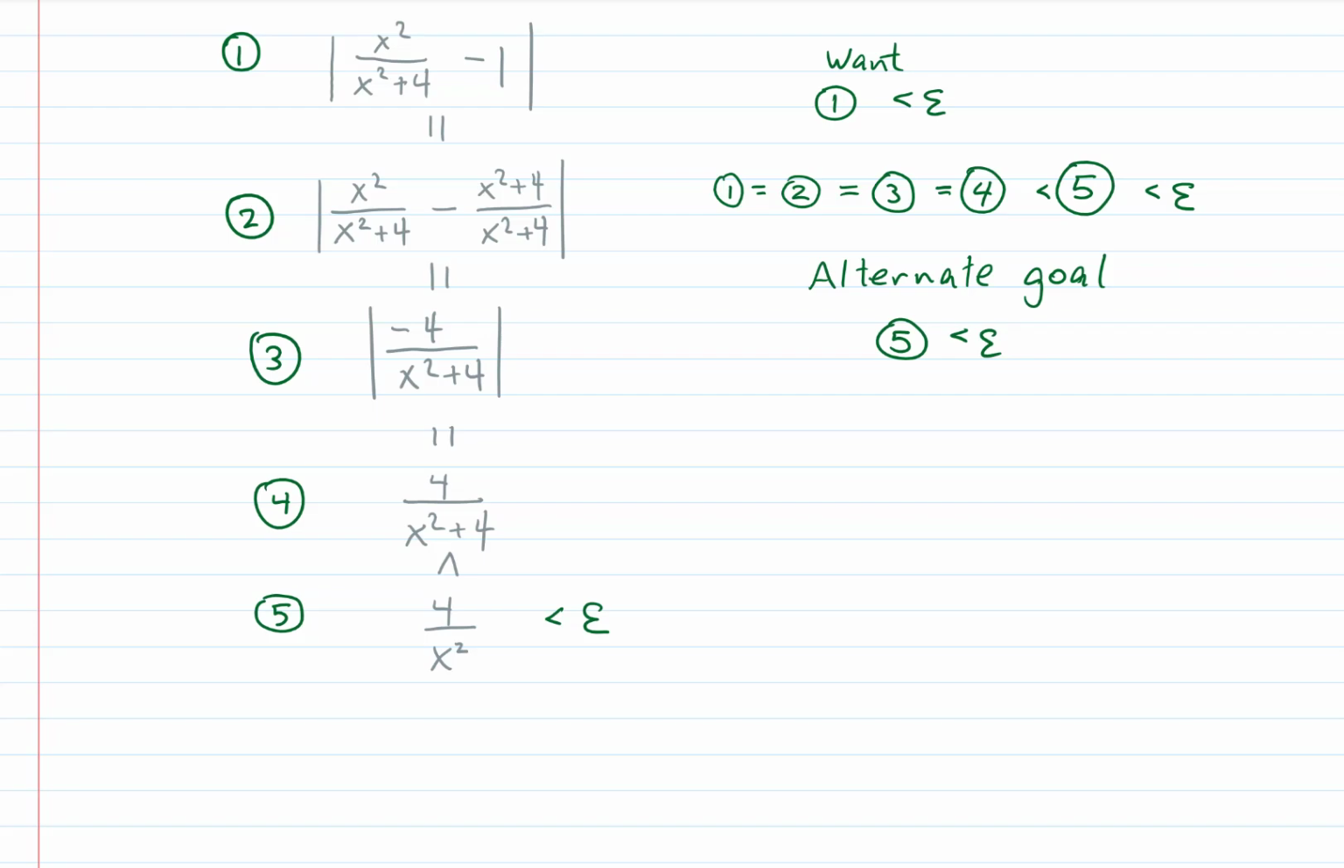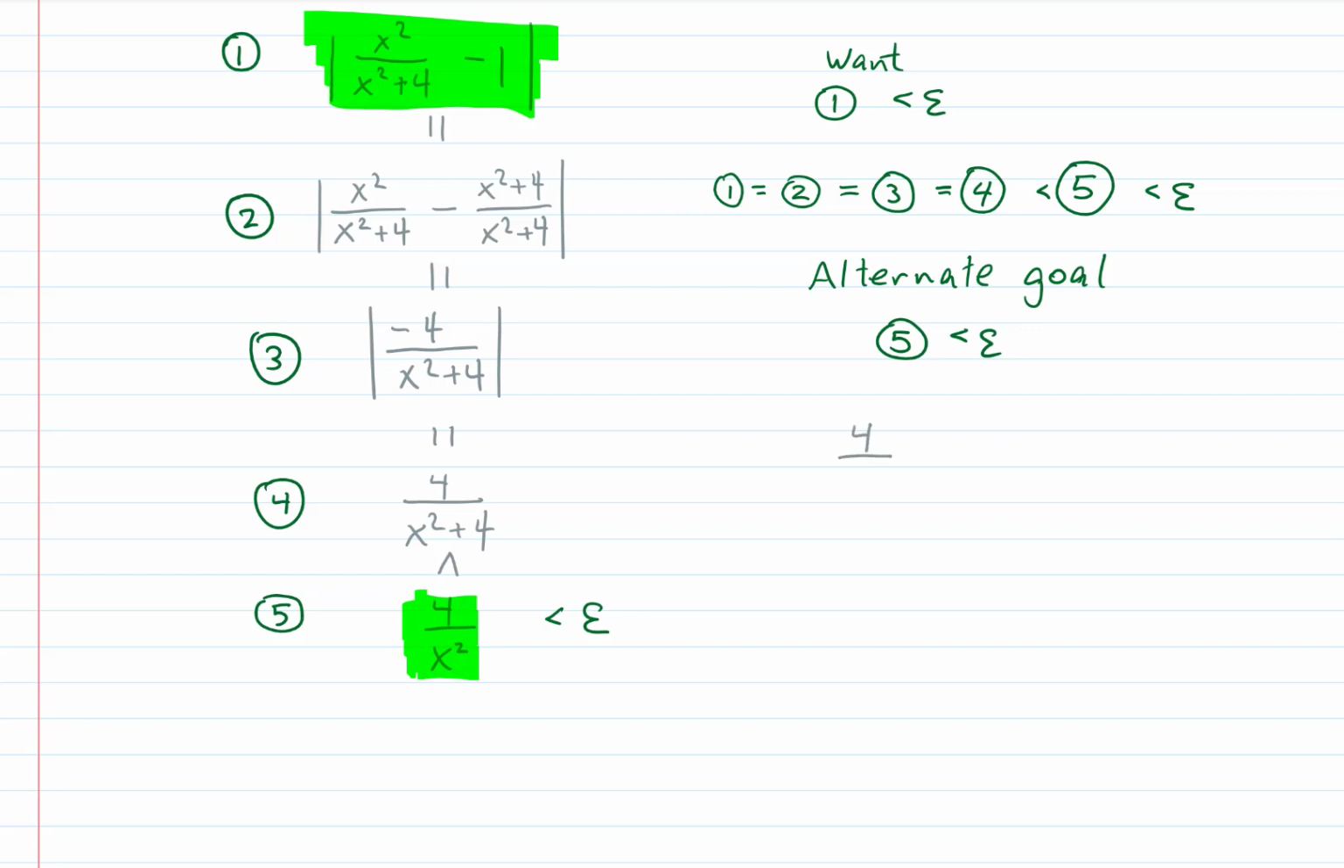Now, I guess the other question is why? Why have I done it that way? And the answer is, well, just look. Doesn't this look a lot simpler to work with than this? That's the reason why I've done that transition all the way from line 1 to line 5, because line 5 is so much simpler to work with. Okay, so let's make line 5 less than epsilon.